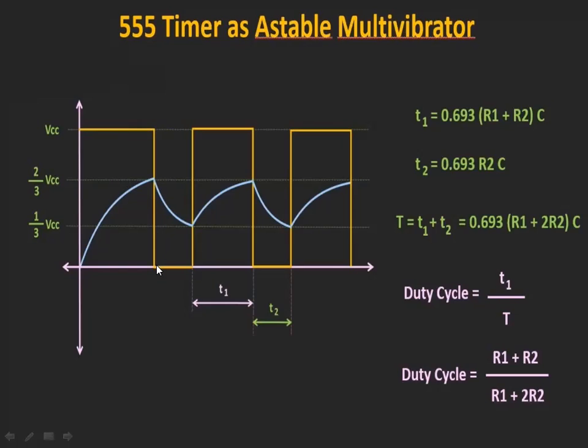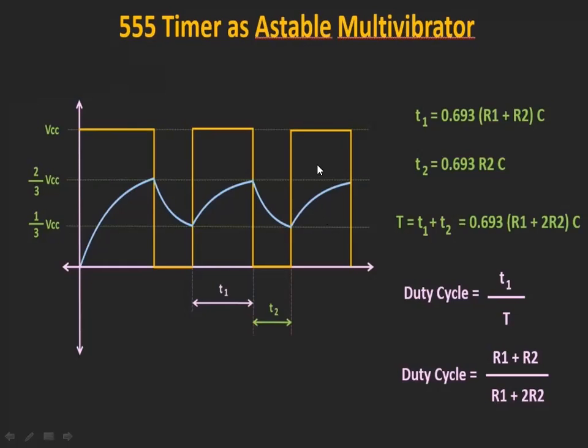After changing the state, what happens? The transistor is going to turn on, and the capacitor is going to discharge in this way. When the capacitor voltage becomes less than 1 by 3 VCC, again the outputs of the comparators are going to change their state, and then the flip-flop state is going to change and produce a high value again. In this way, it is going to produce the output square waveform.